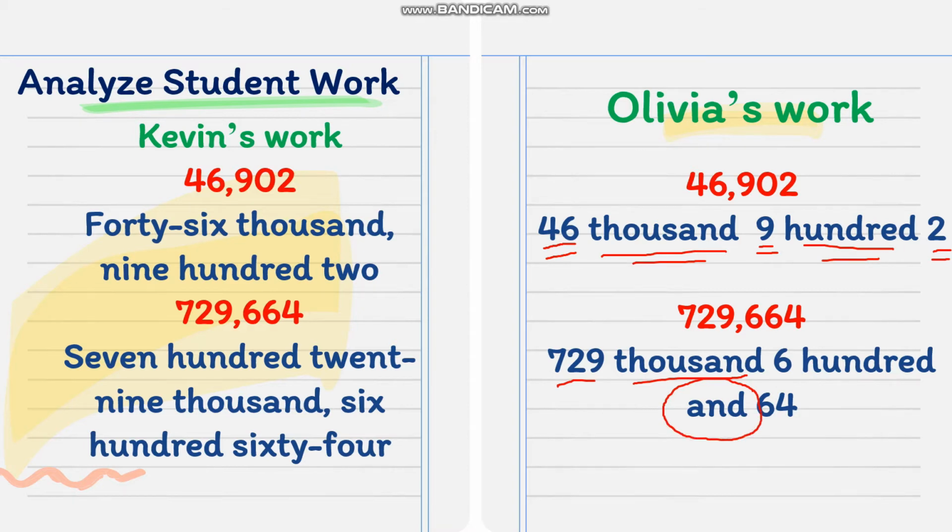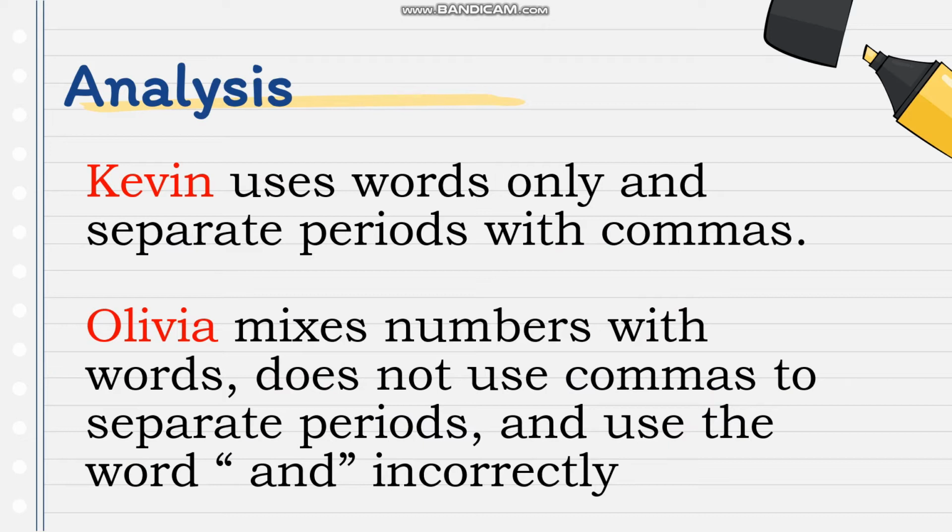So if we're going to analyze this student's work, Kevin used words only and separated the periods with commas. But Olivia mixes numbers with words and does not use commas to separate periods and uses the word and incorrectly. Why did she use and incorrectly? Because and must be used only if the given is a decimal. For example, 4.2 is 4 and 2 tenths.